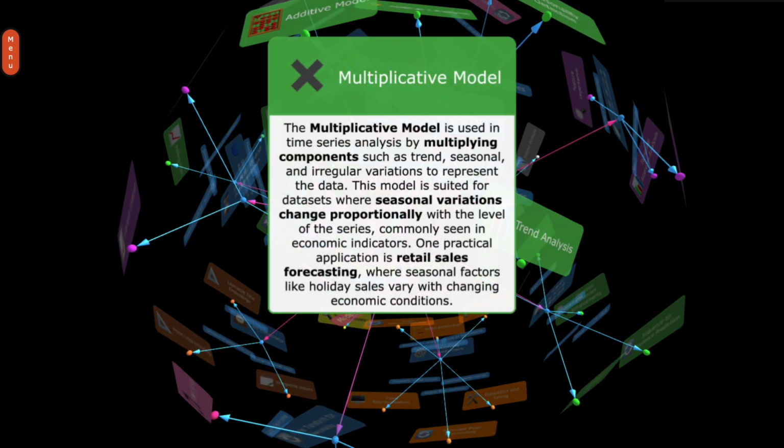The multiplicative model is used in time series analysis by multiplying components such as trend, seasonal, and irregular variations to represent the data. This model is suited for datasets where seasonal variations change proportionally with the level of the series, commonly seen in economic indicators. One practical application is retail sales forecasting, where seasonal factors like holiday sales vary with changing economic conditions.